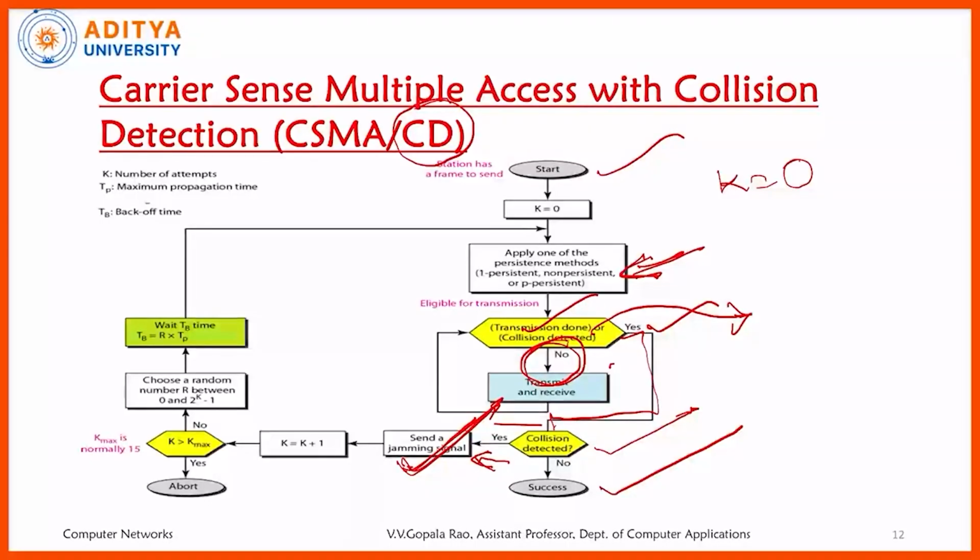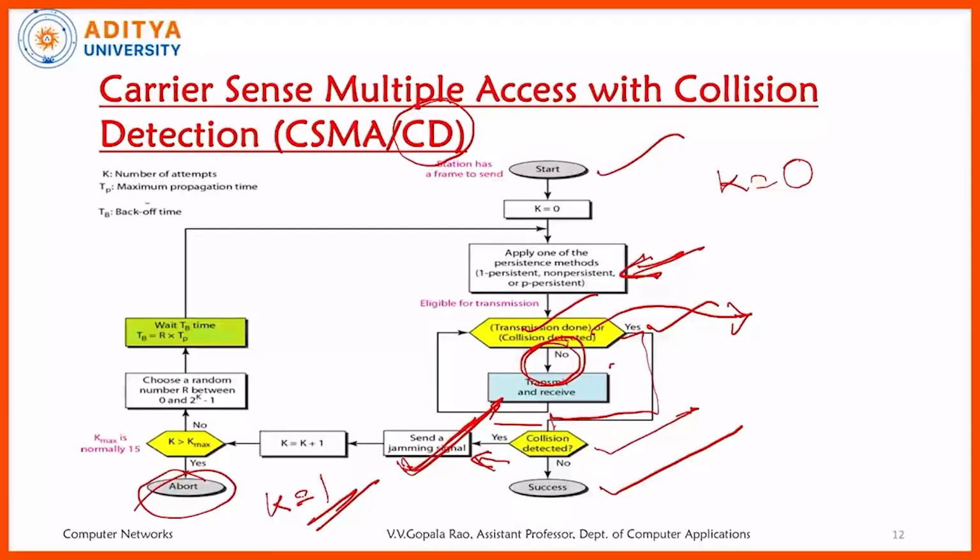So once it is done, then k will be incremented by 1, k plus 1. Because we started with k equal to 0, now 0 plus 1 it will become 1. So now the new value of k is 1. Then k should not go beyond k maximum. Let us say the k maximum value is 15. So k should not be beyond 15. Once k value goes beyond 15, then you have to abort this process and go after some time.